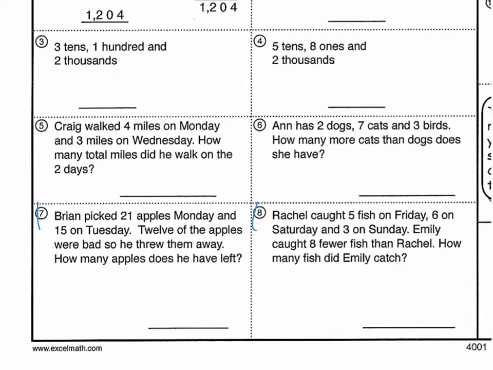Here we go with number 7. You should have already done it. Brian picked 21 apples Monday and 15 on Tuesday. 12 of the apples were bad, so he threw them away. How many apples does he have left? Well, what happened was he did 2 good things, right? He got apples, and then something bad happened. 12 of the apples are going to go away because they were bad.